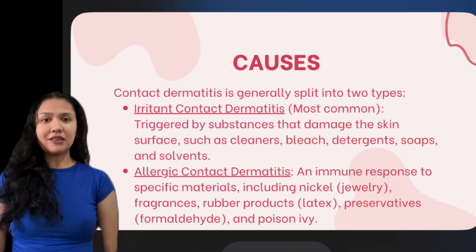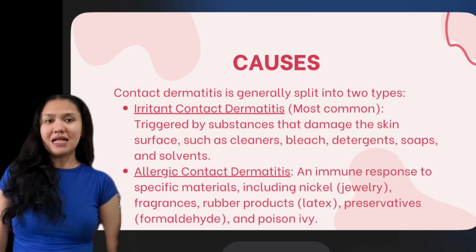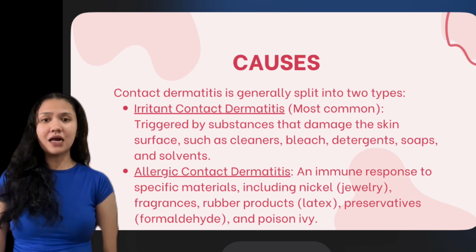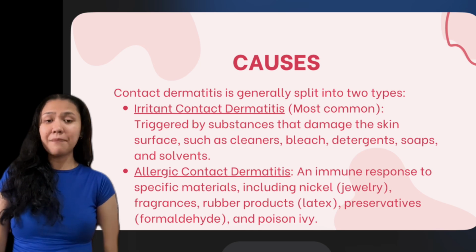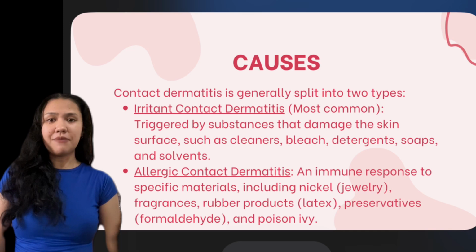First is irritant contact dermatitis, which is the most common type. So this happens when strong substances like detergents, soaps, bleach, or chemicals directly damage the skin. It does not involve the immune system and can happen to anyone, especially those with repeated exposure. Then the second type is allergic contact dermatitis. So this involves the immune system.